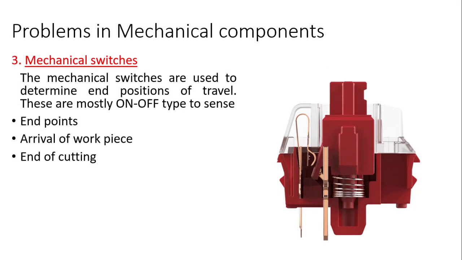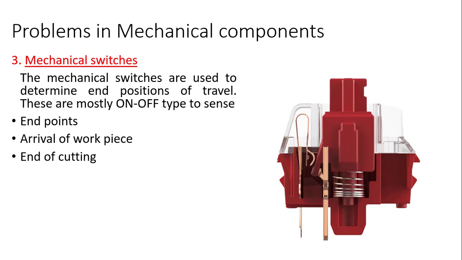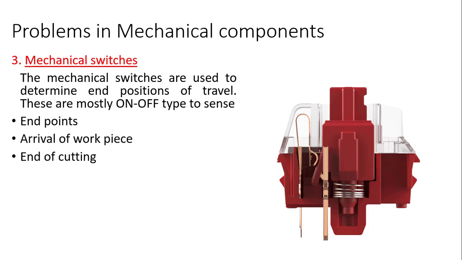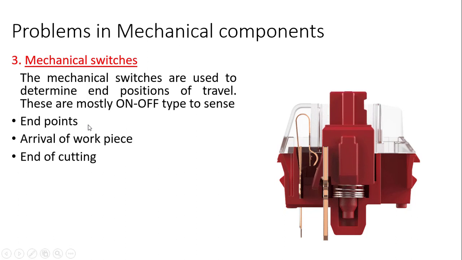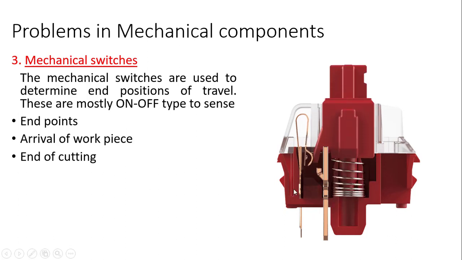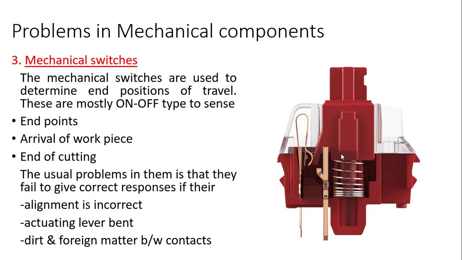Next are the problems in mechanical switches. These are the switches which are continuously used in the CNC machine, so they are to be maintained very well. The problems are at endpoints. What are they used for? Endpoint reached, arrival of the workpiece, end of the cutting. All these things are controlled by the mechanical switches. A common problem associated with it is alignment.